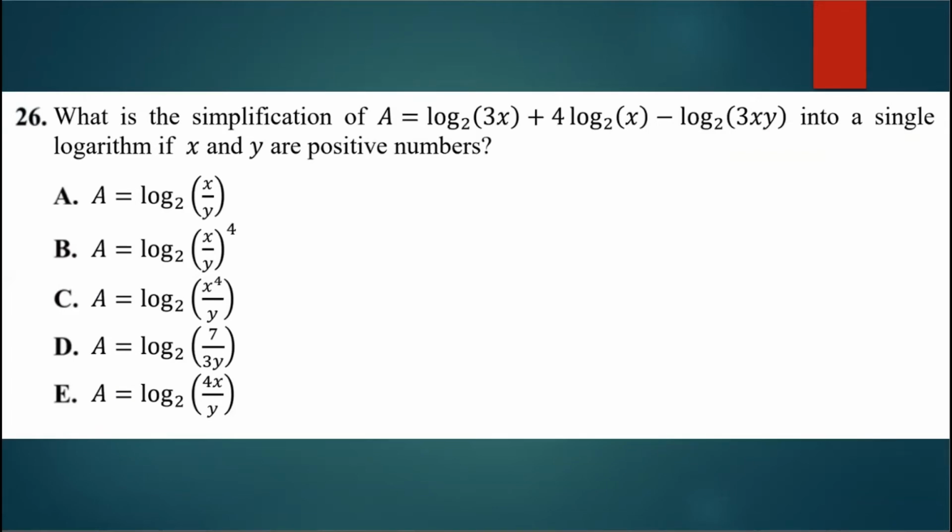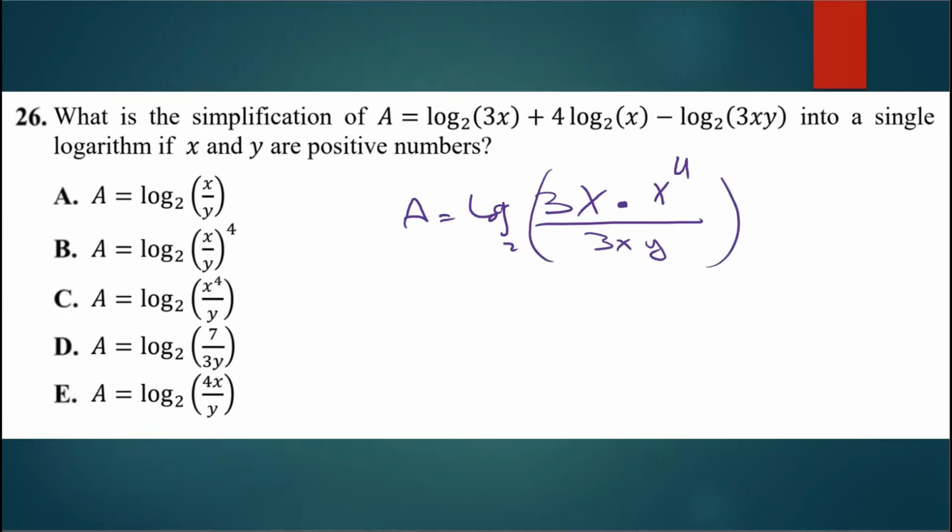Sorry for that. 26. What is the simplification of the given expression? Okay. You can express that in a single log by doing this. Logarithm to the base 2 of 3x multiplied by x to the power 4, divided by, because I have negative, 3xy. Okay. To convert from multi-log form to a single log form. So what is that expression in here? I can simply factor out this 3x to 3x. So I will be left with x to the 4 over y. So it will be C.